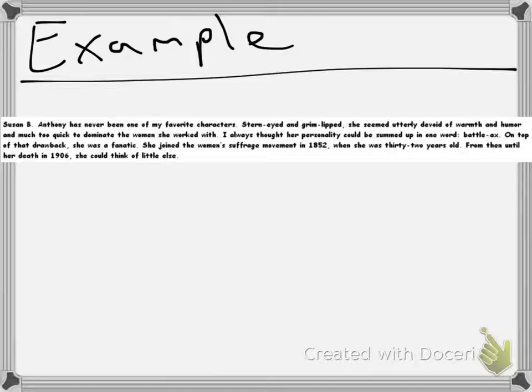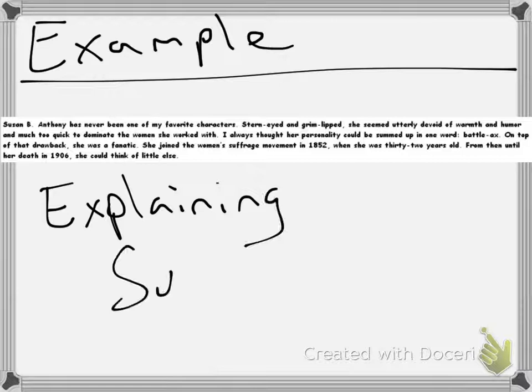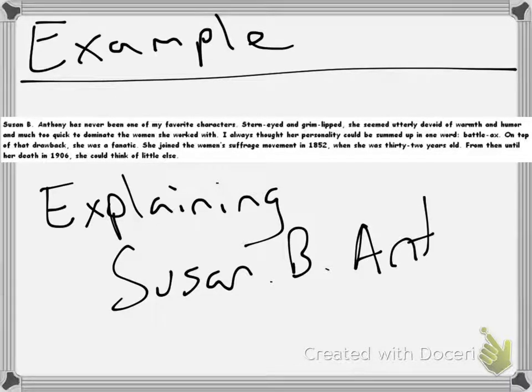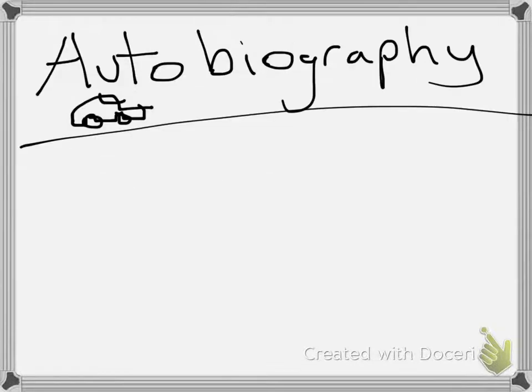So as you notice, this is explaining the life of who? Susan B. Anthony. But that's not the author. The author is Margaret Truman. So it's just very simple. We all know these aspects here. We've seen these biographies before. We've had to read them before. So it should be easy to understand.